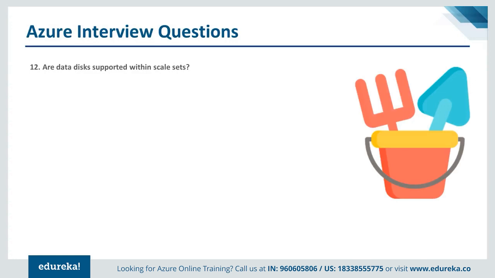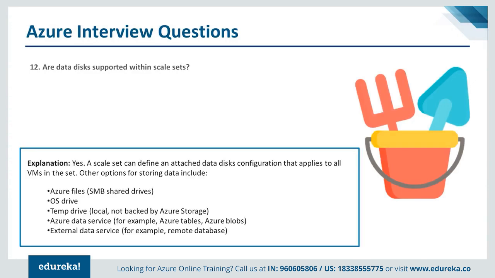Are data disks supported within scale set? So first of all, yes, of course, data disks are supported in scale set. A scale set can be defined as an attached data disk configuration that applies to all VMs in the set. There are a few types of data disk examples which I've given over there.